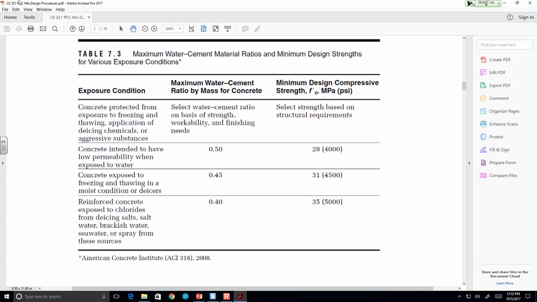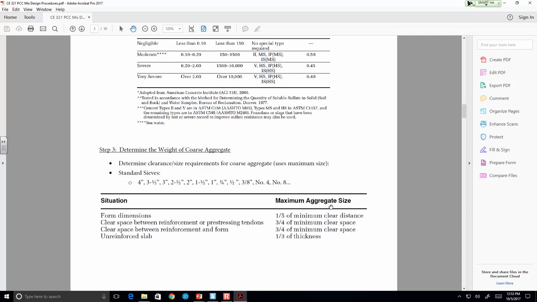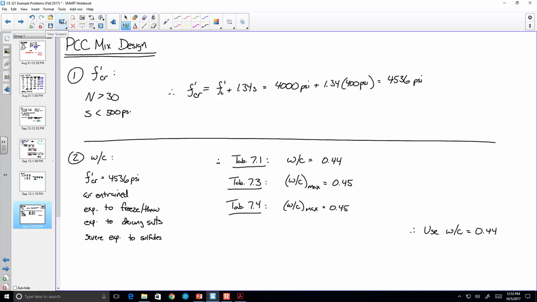Exactly. But yeah, if you look in the book, I think there's a few tables that could use a little bit of work. So it's a work in progress. Everybody good? All right.